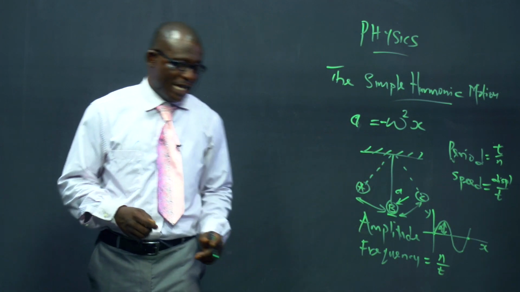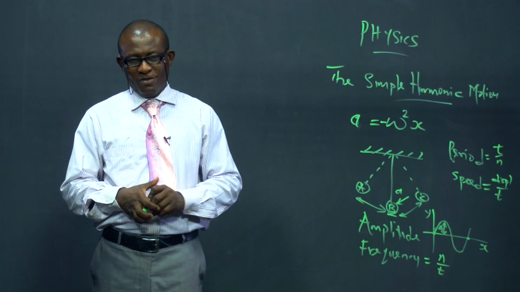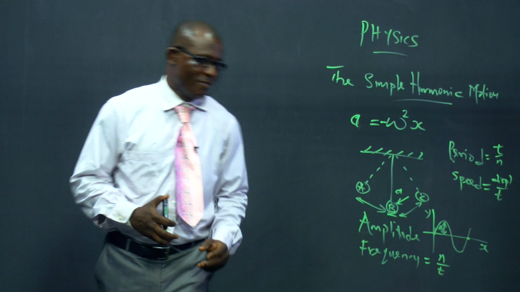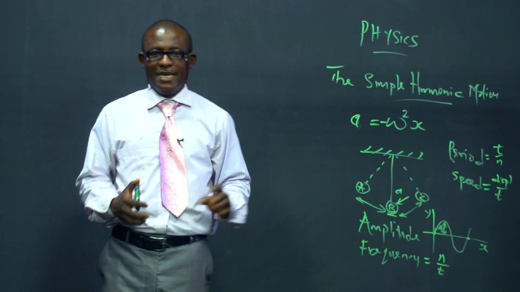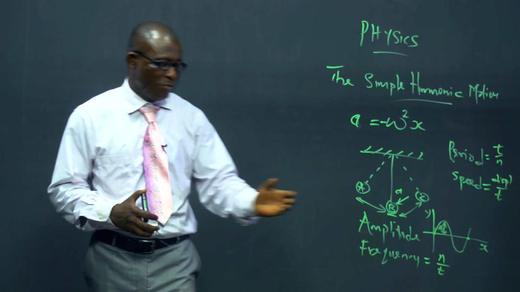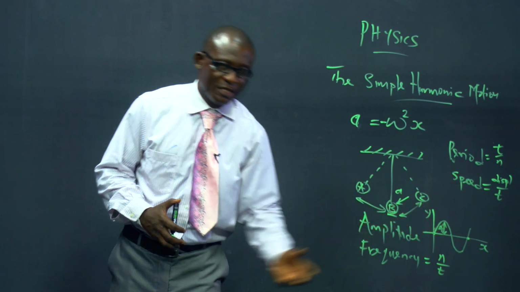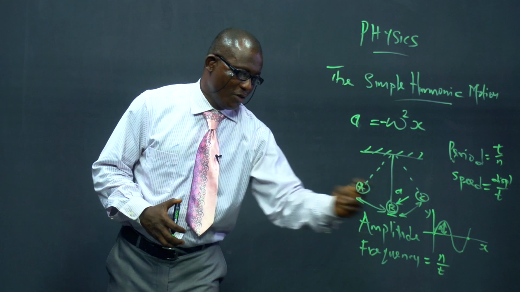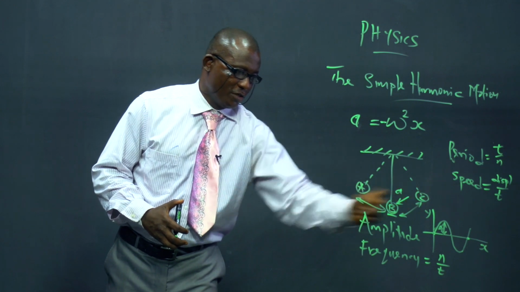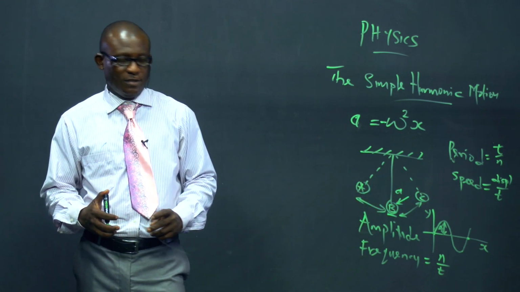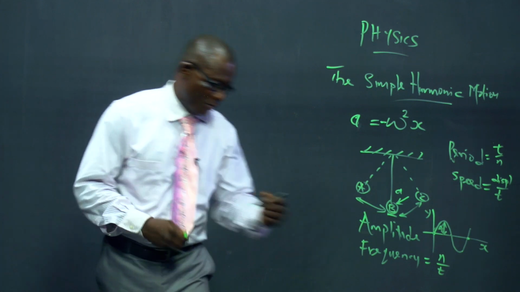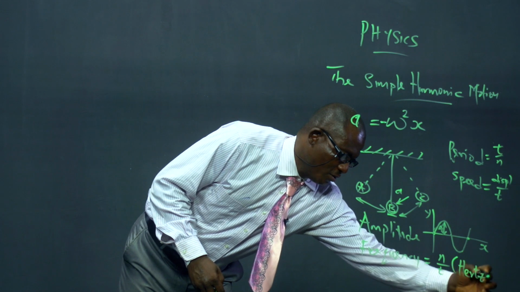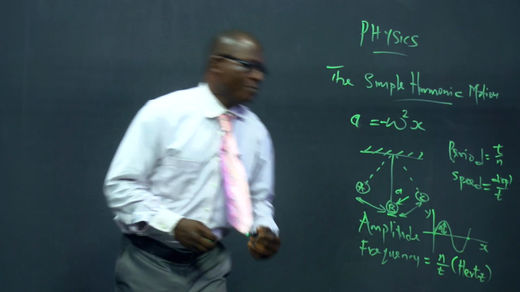Then we talked about the amplitude. What is amplitude? The maximum displacement from the mean position. Amplitude can be measured in meters. Frequency, the number of complete oscillations in 1 second. It is measured in hertz, H-A-R-T-Z. So hertz. We use Hz.